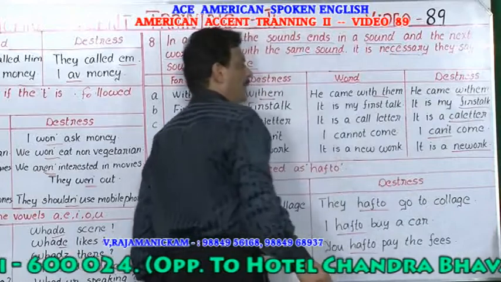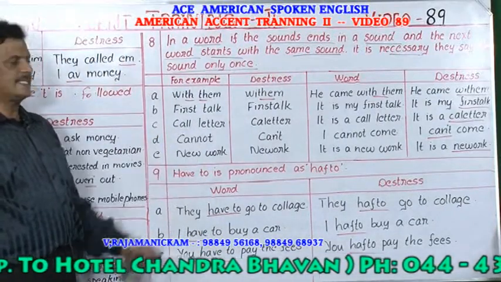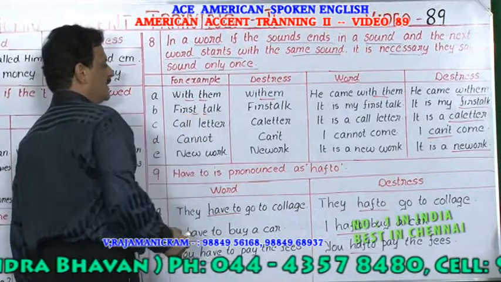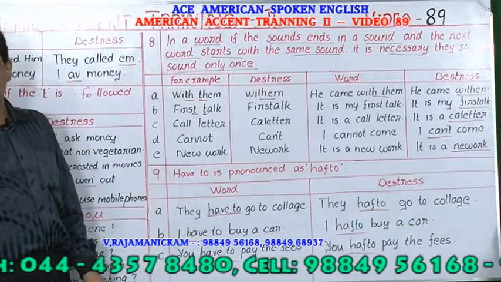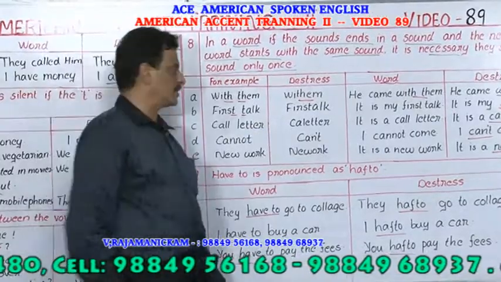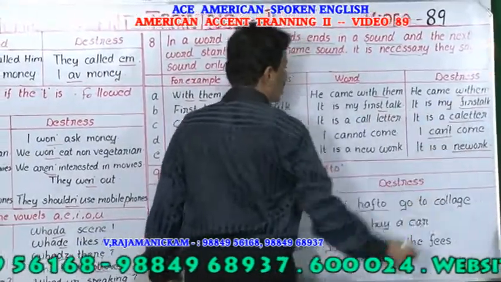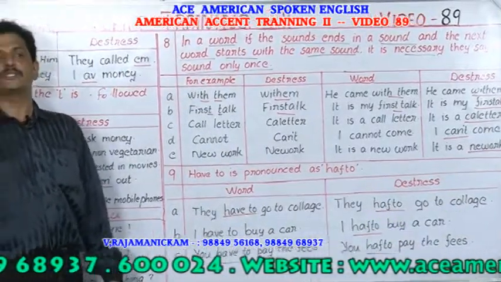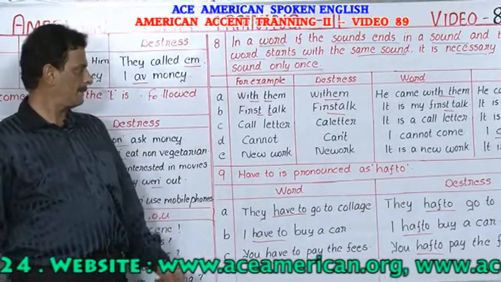He came with them. Now here you see "first talk." It ends with the T, and it starts with the T. This word ends with the T sound and the next starts with the T sound, so only one T sound is enough. First talk. You say "first talk." It is my first talk. No need to say double T. It is my first talk.